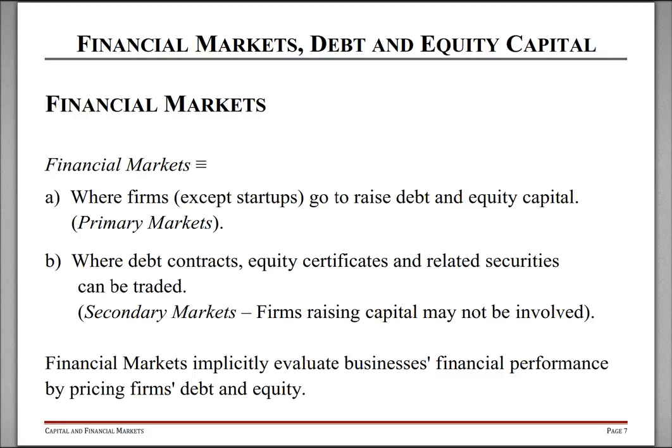Okay, so now let's talk a little bit about financial markets. Financial markets can be one of two things. First, where firms, except for very small startups, go to raise debt and equity capital. These are called primary markets, where the firms actually go to get money. But financial markets also mean something different. They also mean where debt contracts, equity certificates, and related securities can be traded. Those are secondary markets, okay?